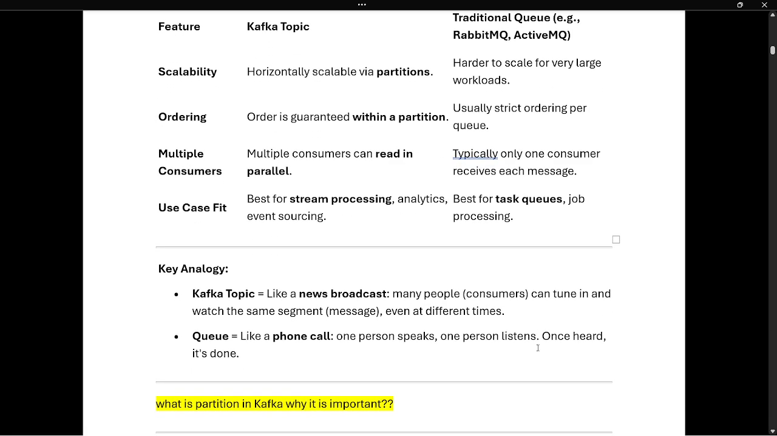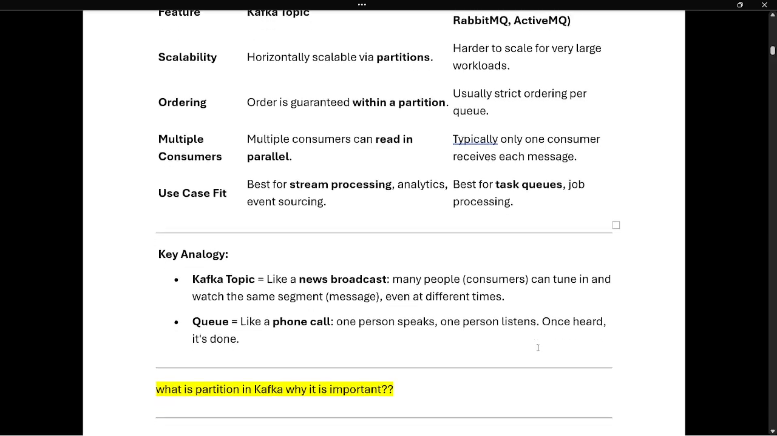So understand a Kafka topic like a news broadcast. Broadcast means it is broadcasting to multiple consumers. And a queue is like a phone call. If it gets disconnected, the two persons are not able to connect to each other. Okay, so that was the difference.